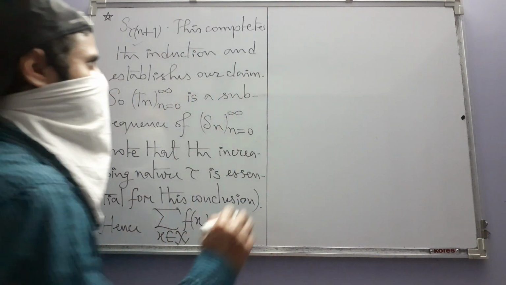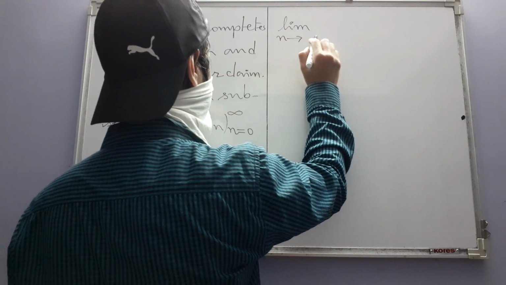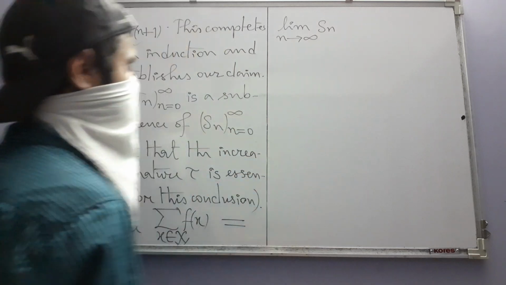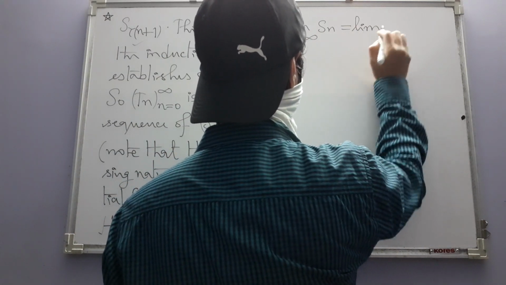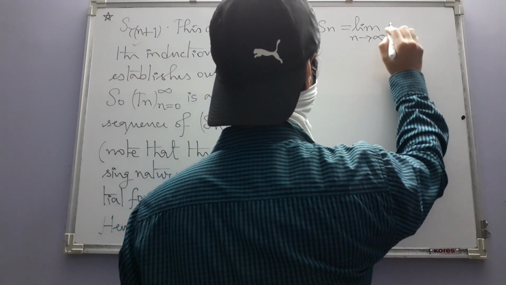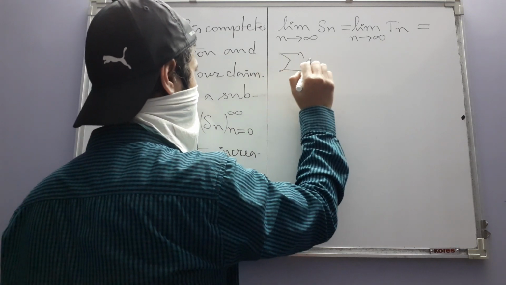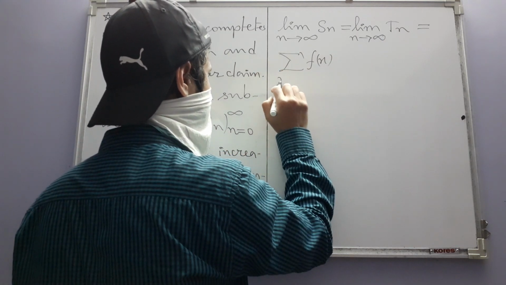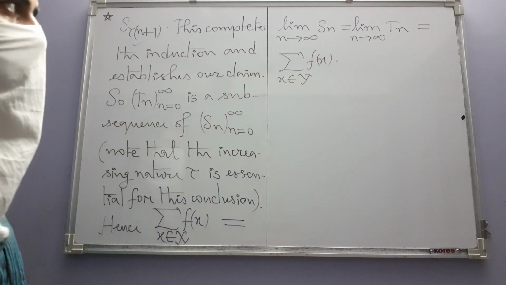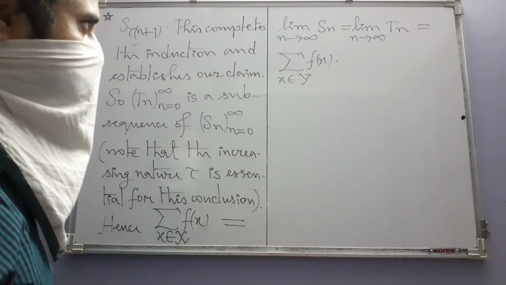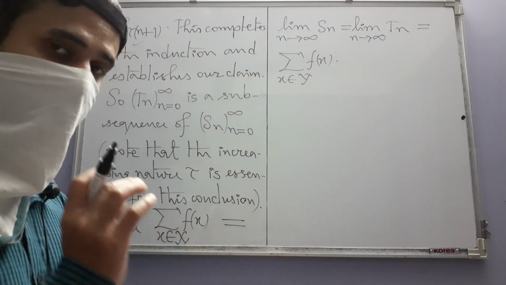This is the limit of Sn, but that is also equal to the limit of Tn, which is the sum of the f values as the independent variable varies over y, and this completes the whole thing. But we would like to actually do a little more still.